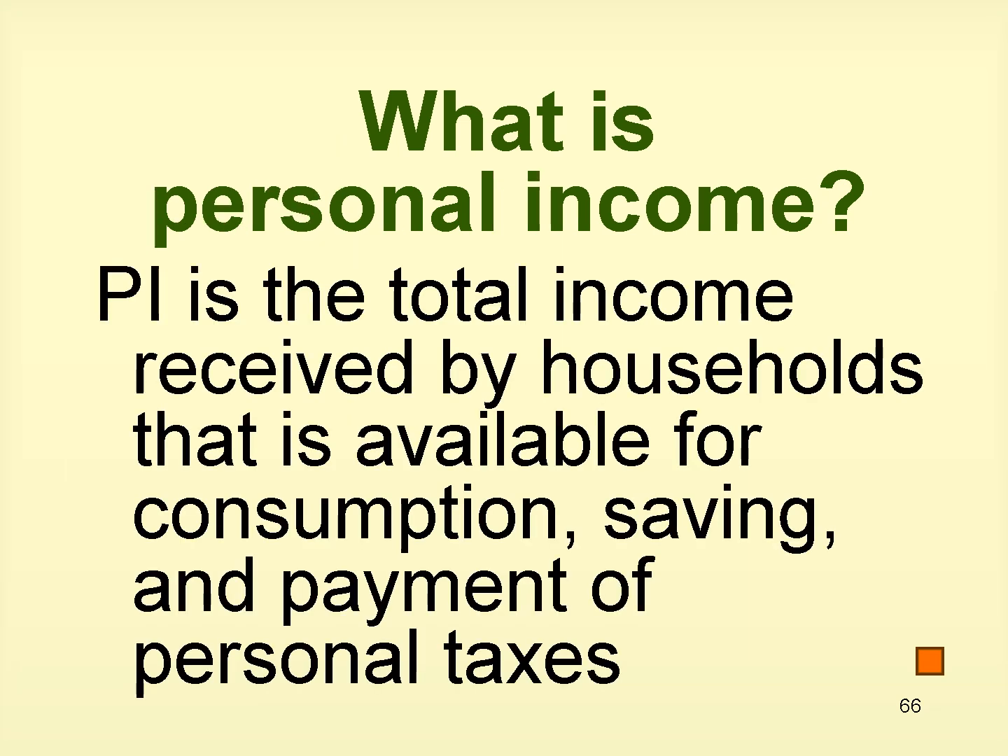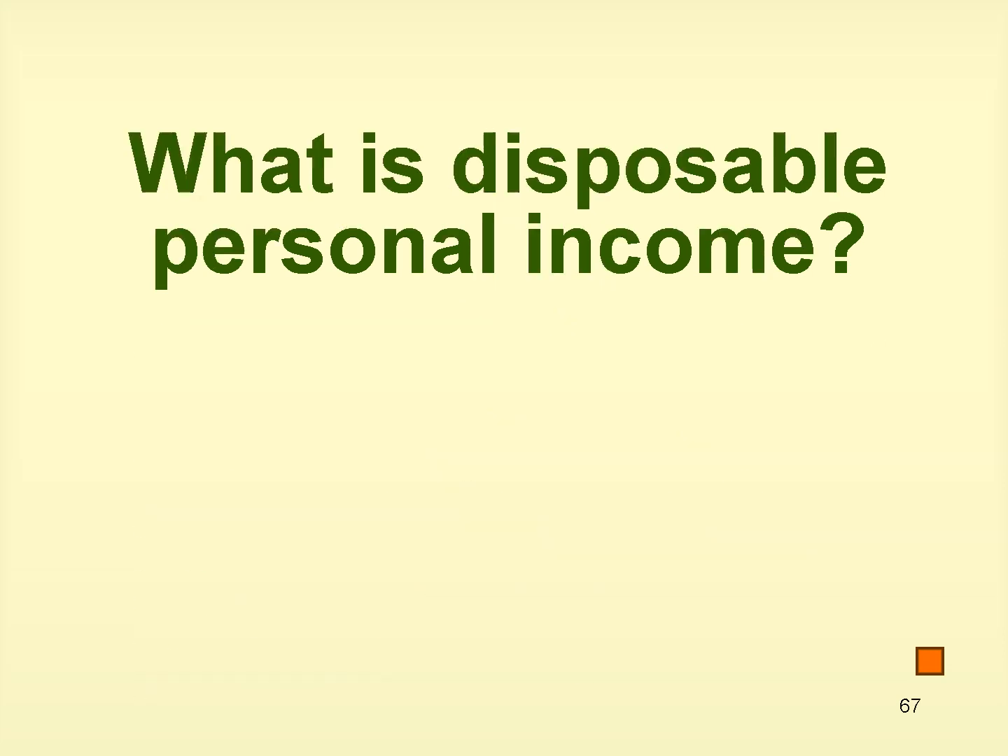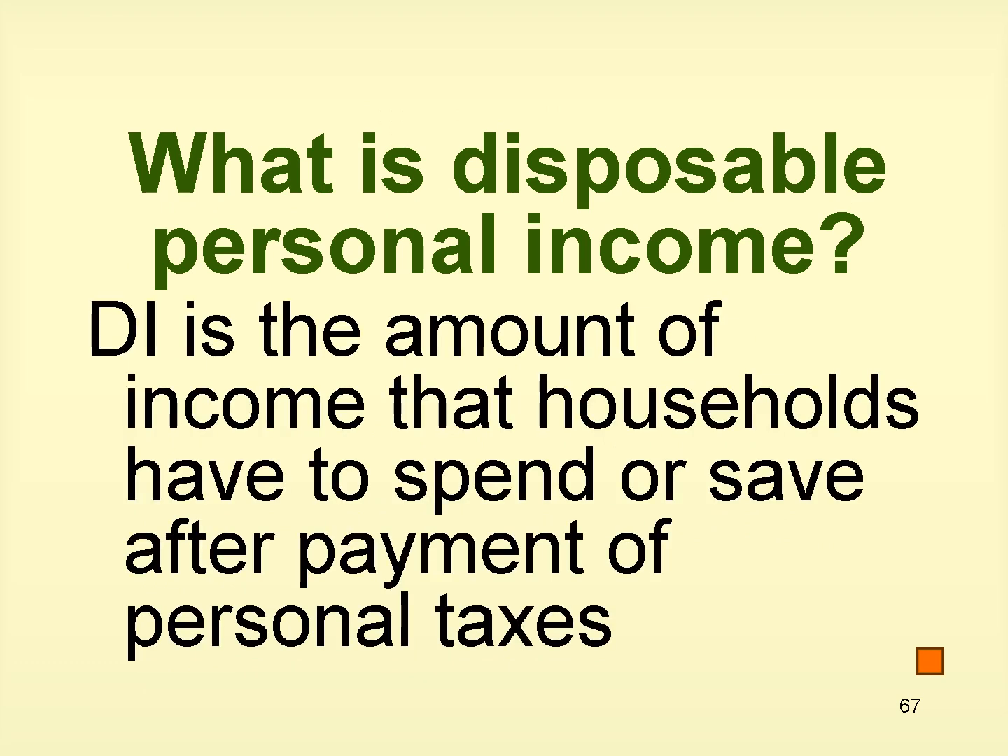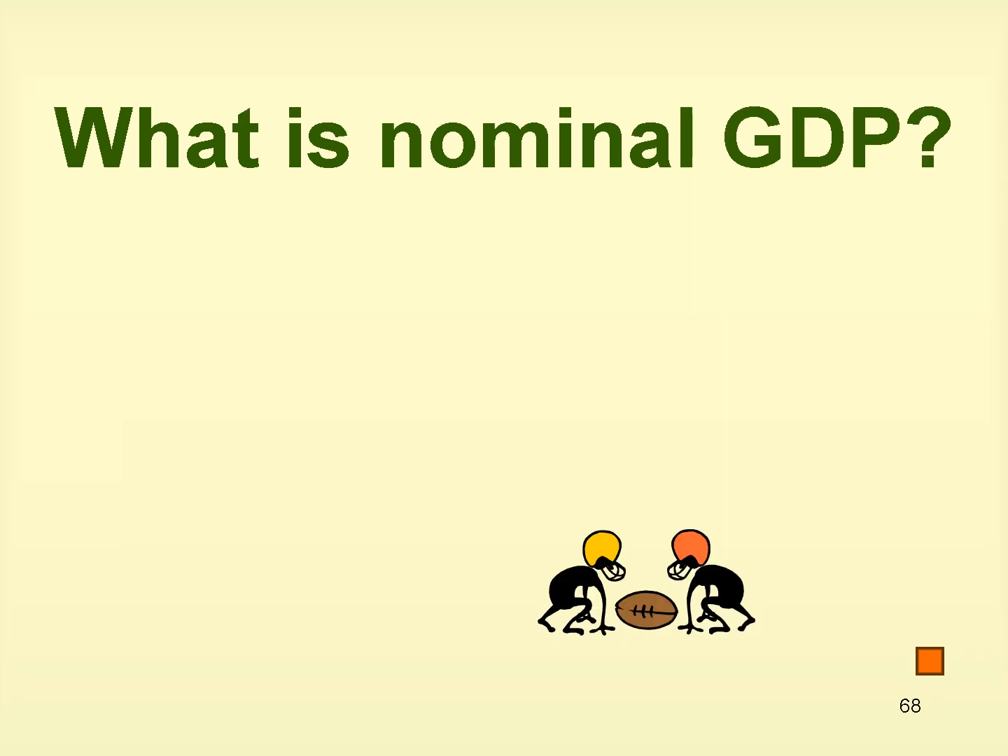What is personal income? Personal income is the total income received by the household that is available for consumption, saving, and payment of personal taxes. What is disposable personal income? It's the amount of income that the household has to spend or save after payment of personal tax. It means that after you deduct the individual tax.